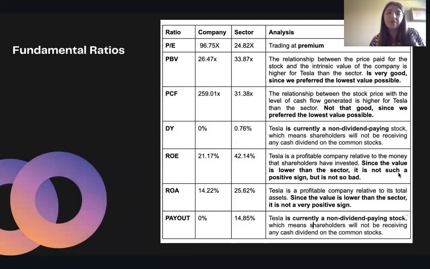Now to the ratios, we can see that Tesla is trading at a premium compared with the sector. The price to book value is a very good indicator since it is lower than the sector. But when we see the price to cash flow, it is a very bad number since it is very high compared with the sector, and here we prefer the lowest value. Regarding the dividend yield and the payout, Tesla is currently a non-dividend paying stock. And regarding the ROE and ROA, the first one is not really a good value since it is lower than the sector, and we prefer the highest values possible. The same occurs with the ROA.